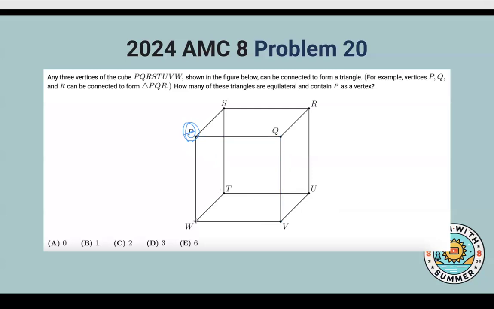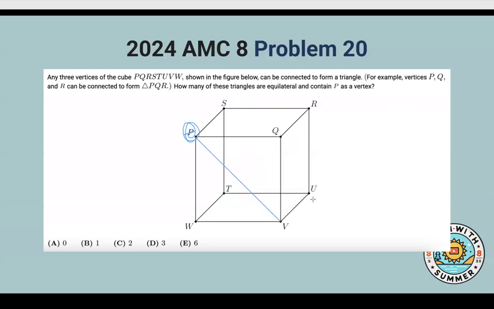Same thing for the space diagonals here. If we have connecting from R to W, there's only one possible space diagonal that contains one of these points here, right? So if we were to connect W or R to anything else, it would no longer be a space diagonal, for example, like here or like here. So it won't work. We can't make equilateral triangles from space diagonals. Instead, the only way is through these face diagonals.